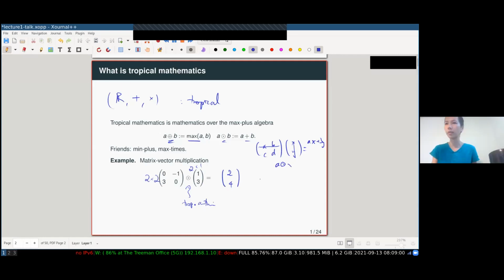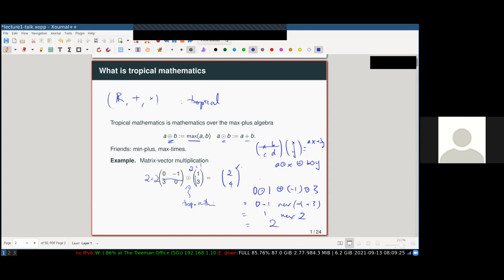So this would be A tropical times X plus B times Y. In this particular case, this would be 0 times 1 plus minus 1 times 3. And this becomes 0 plus 1, max with minus 1 plus 3. This is a max of 1 and 2. And so what we get should be 2, right? So 2 is definitely the correct first entry.